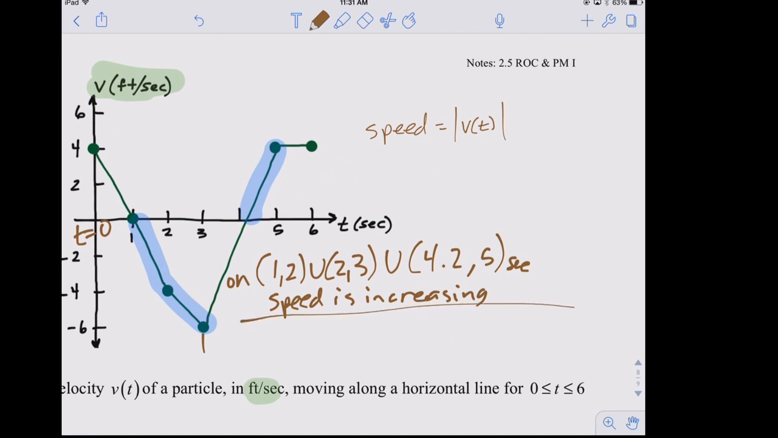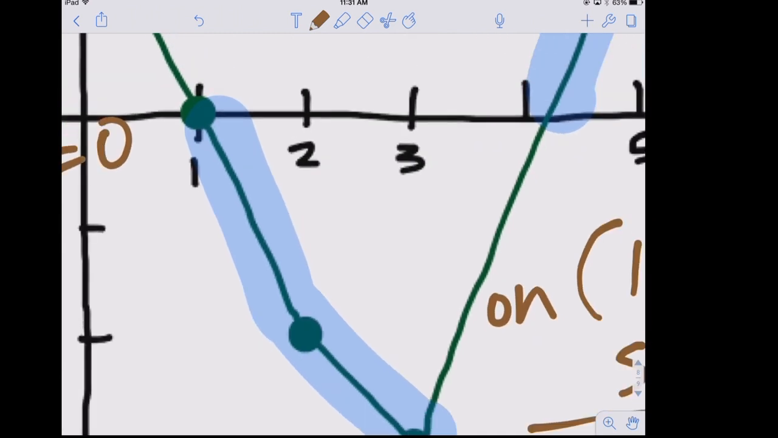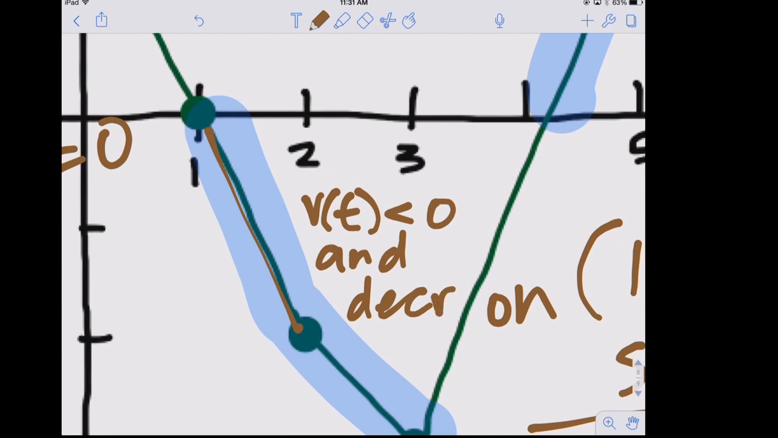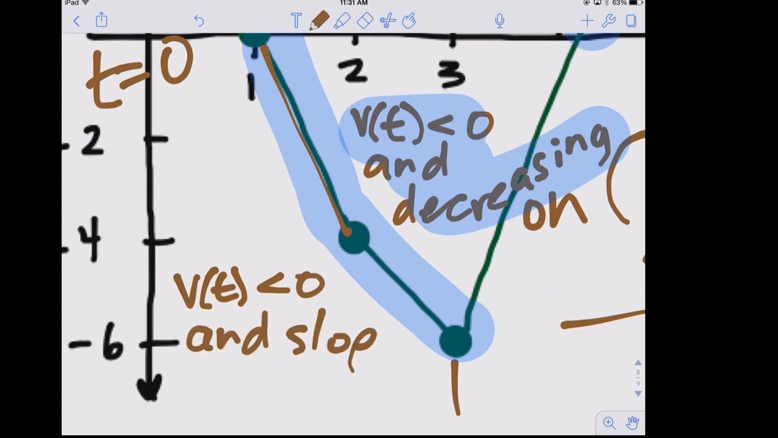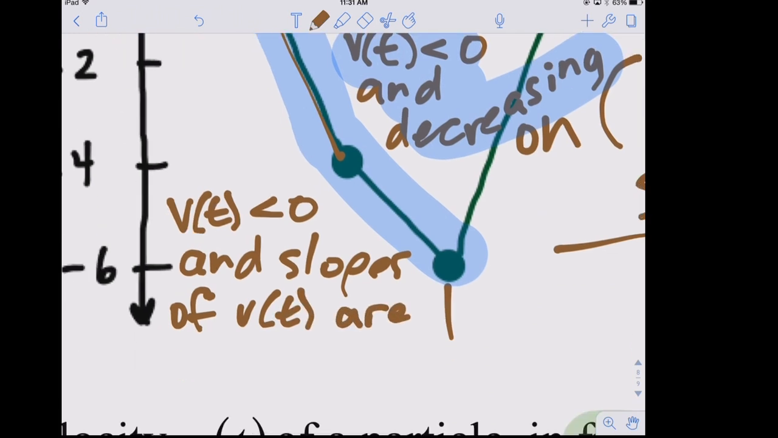Now, if it asks how to justify, let's just look at this one interval. Speed is increasing on the interval from 1 to 2 seconds since, here's how you could say it, since v of t is less than 0 and decreasing. That captures it, right? And you don't even have to get acceleration involved. Or you could say, since on this interval v of t is less than 0 and the slopes of v of t are negative. That's another way to do it without actually getting acceleration involved.